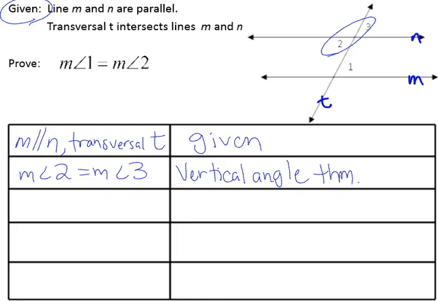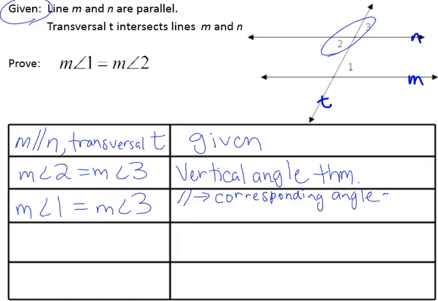Okay, the vertical angle theorem. Now we want to tie 1 and 3 together. What do we know about angles 1 and 3? Corresponding. So they were corresponding, and because the lines are parallel, that means they're equal in measure also. The measure of angle 1 equals the measure of angle 3. This is one of the long ones we wrote today, but we have that nice abbreviation. Parallel lines implies corresponding angles are equal in measure.